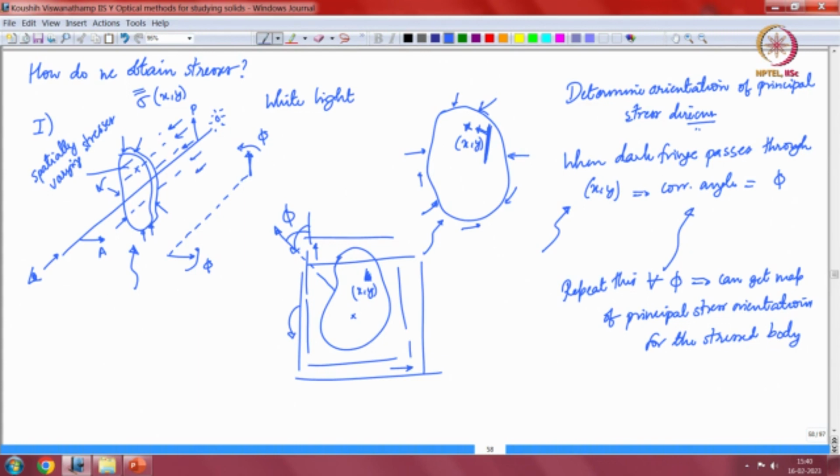The calculation is analogous. At that point the direction of the principal stress orientation is given by the angle that the polarizer makes with the horizontal line at that point, right. So by rotating this for every single point, for all 5 values, you can get a map of the principal stress orientations for the stressed body, right. So that was the first step.